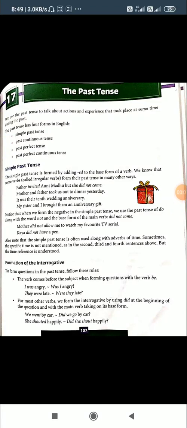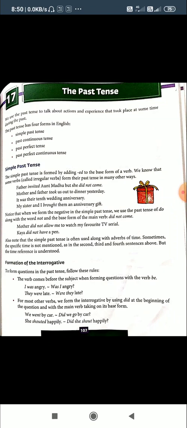Morning, students. Today we are going to see a new chapter. Chapter 17, the continuation of tenses, past tense. We use the past tense to talk about actions and experience that took place at some time during the past.